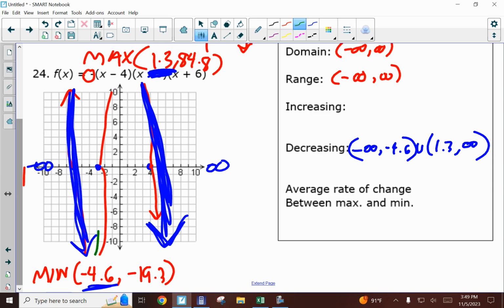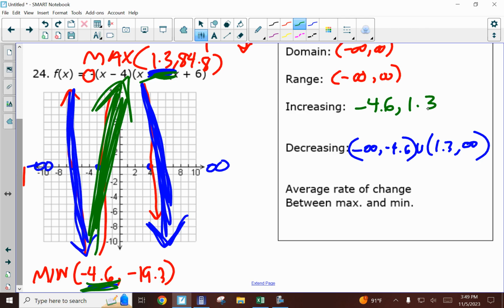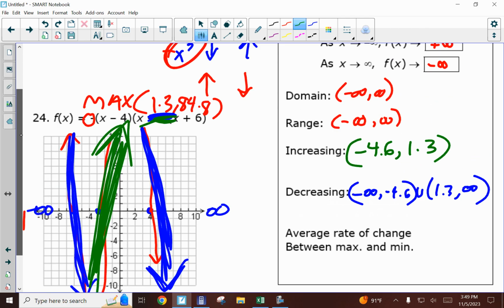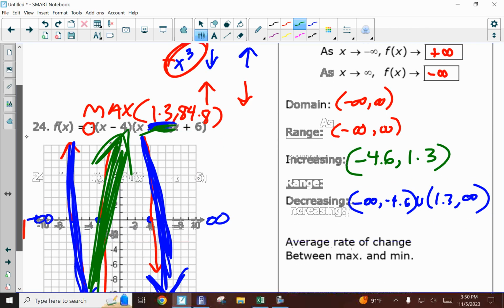In between right here, this graph is headed up. So it's going up from negative 4.6 to 1.3. So negative 4.6 to positive 1.3 is our increasing interval. I don't know if they asked us. Did they ask us for a max and a min? No, they didn't ask us.